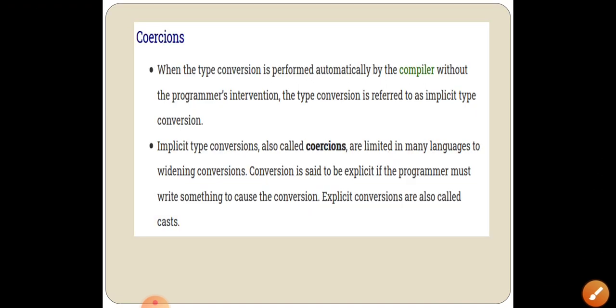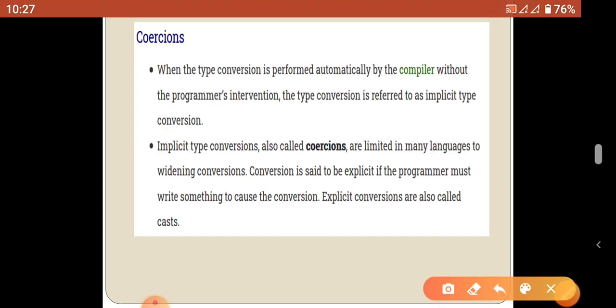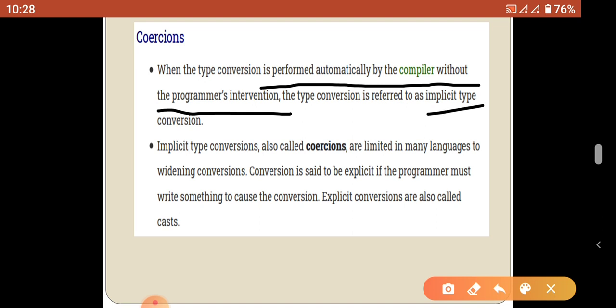Next we are going to discuss coercion. This is the same as type conversion. What does type conversion mean? The compiler automatically converts one data type into another data type, that is type conversion. Here we are going to add one more point. Coercion means the type conversion is performed automatically by the compiler without the programmer's intervention and also without any data loss. That is called coercion, or otherwise it is called implicit conversion.